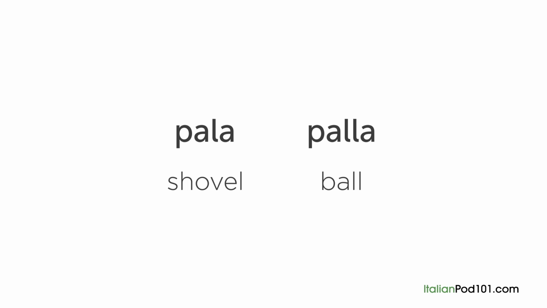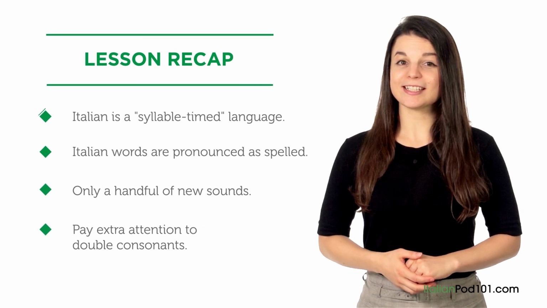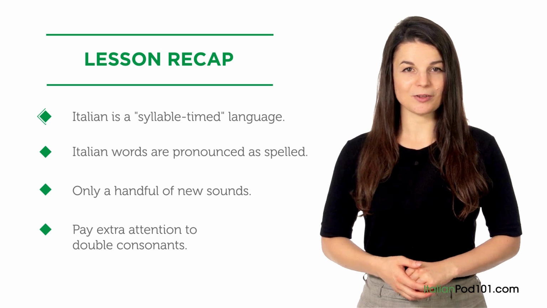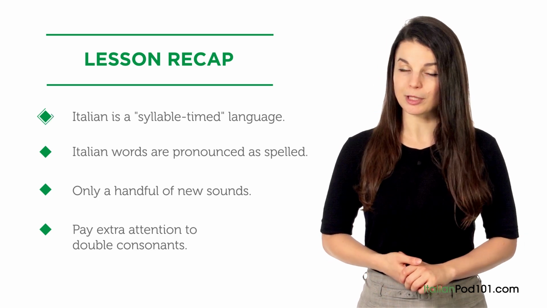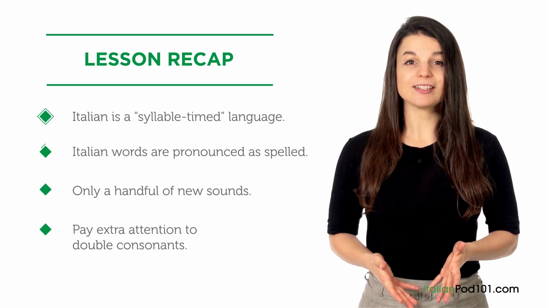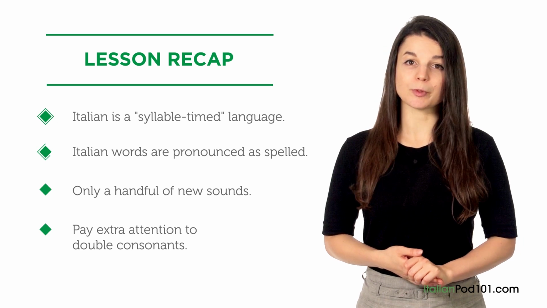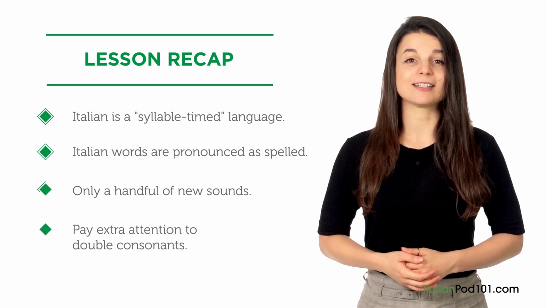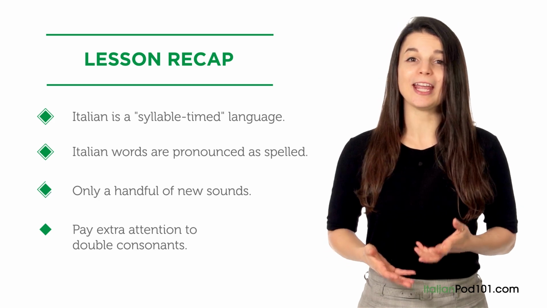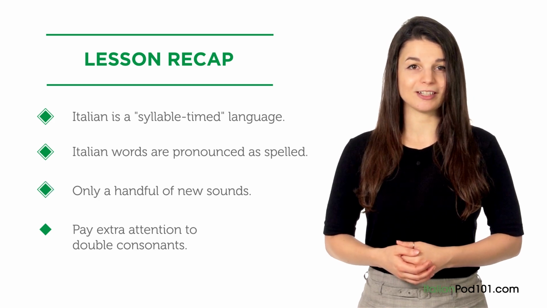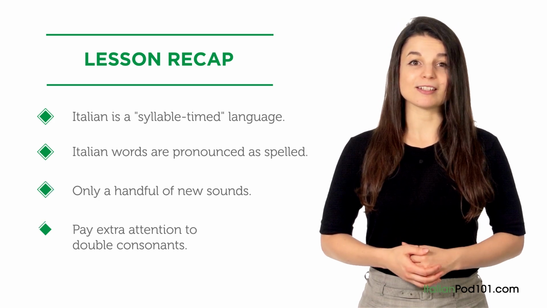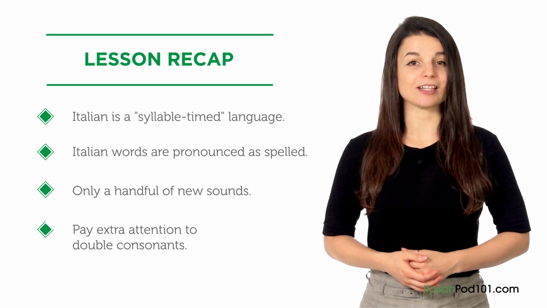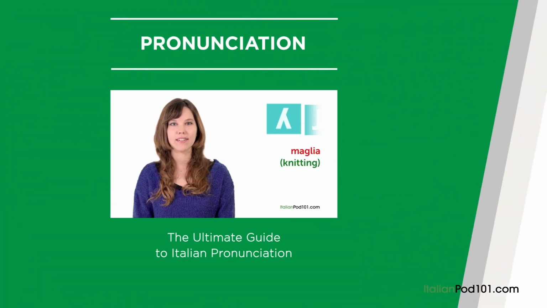Okay, let's recap what we've learned in this lesson. You learned that Italian is a syllable-timed language, where syllables are pronounced for roughly an equal amount of time. Italian pronunciation is very regular, so most words are pronounced as they're spelled. Collectively, nearly all sounds in Italian are identical to English, and there are only a handful of new sounds that you need to learn. And finally, double consonants are an important aspect of Italian pronunciation which you need to look out for. We've covered only the basics of Italian pronunciation.